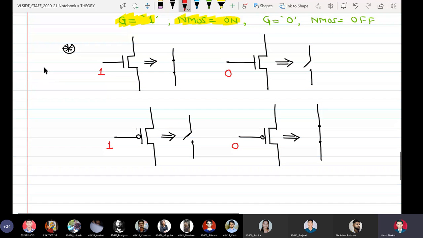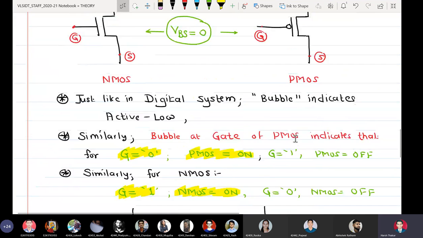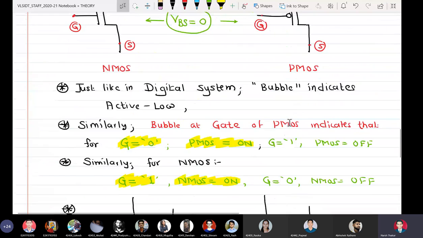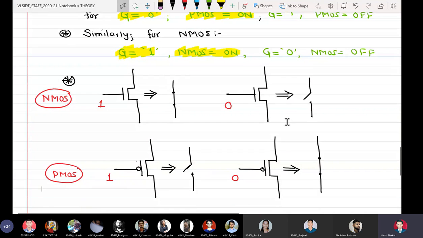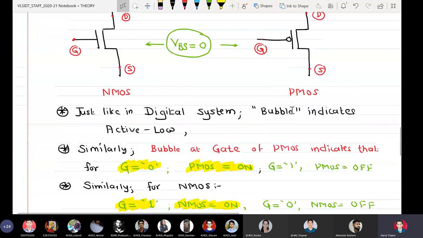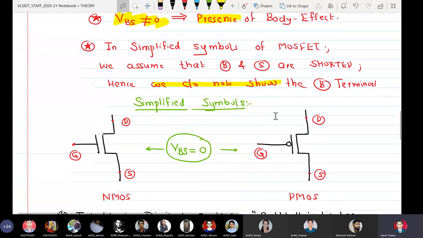Okay. So this is for NMOS. And this is for PMOS. Okay, so now it is clear about the symbols to be used for NMOS and PMOS transistors, as well as the operating conditions to switch on and off the MOSFETs. Okay, so this is very, very important to understand for analyzing circuits which are built using PMOS and NMOS devices.